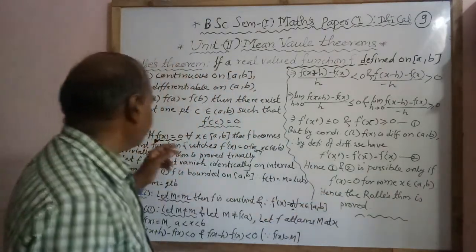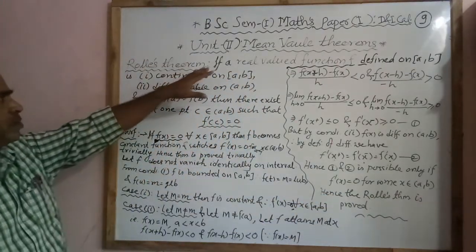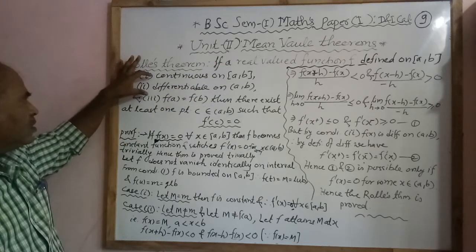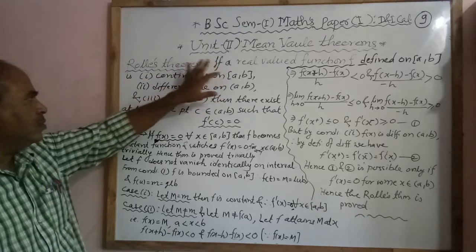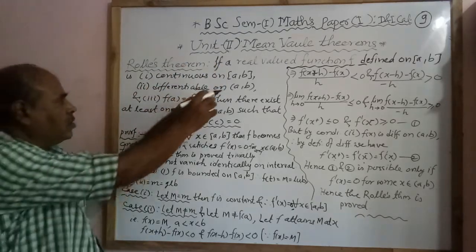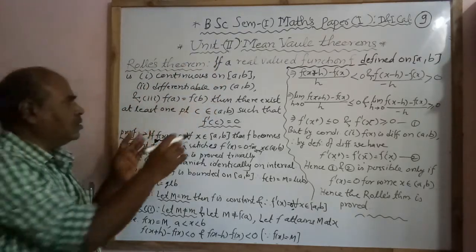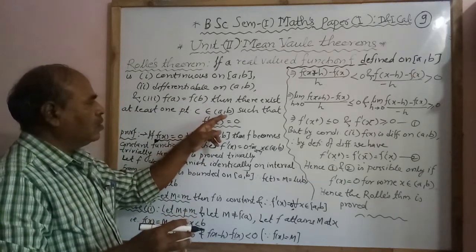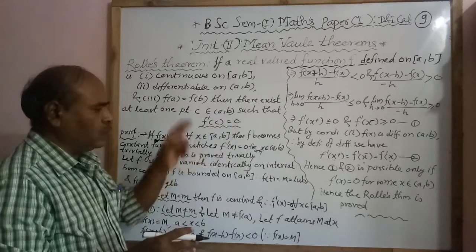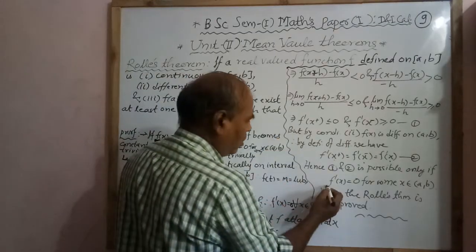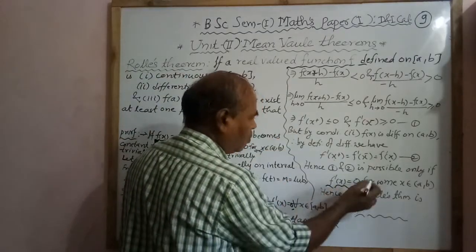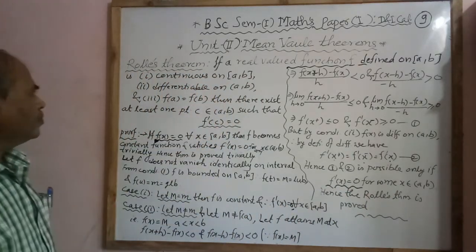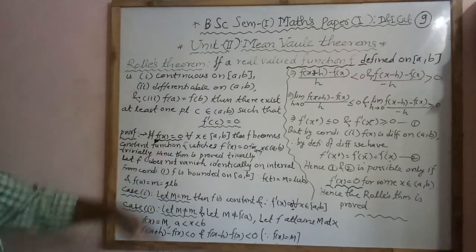Hence, we have to show that if f is a function satisfying these three conditions, continuous on the closed interval AB, differentiable on the open interval AB, and f of a equals f of b, then there exists at least one point C between a and b such that f dash of c equals 0. Therefore, we prove Rolle's theorem. Here we get f dash of x equals 0 for some x belonging to the open interval AB. This is the proof of the theorem.